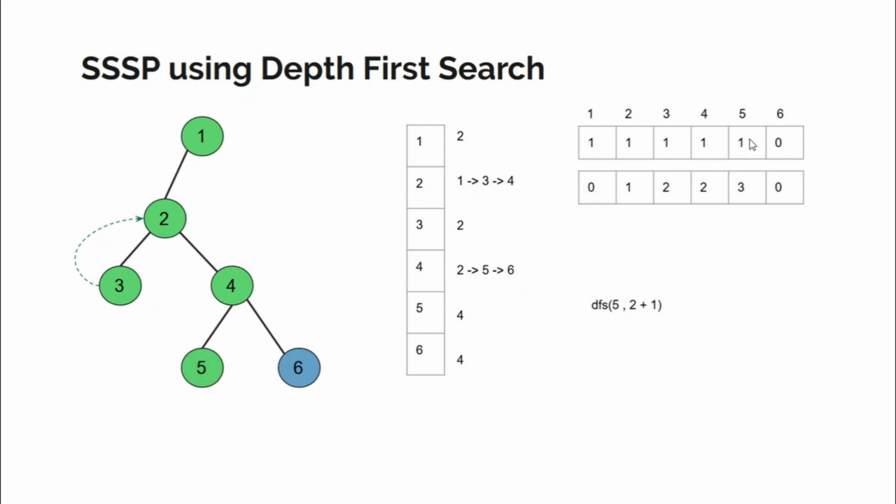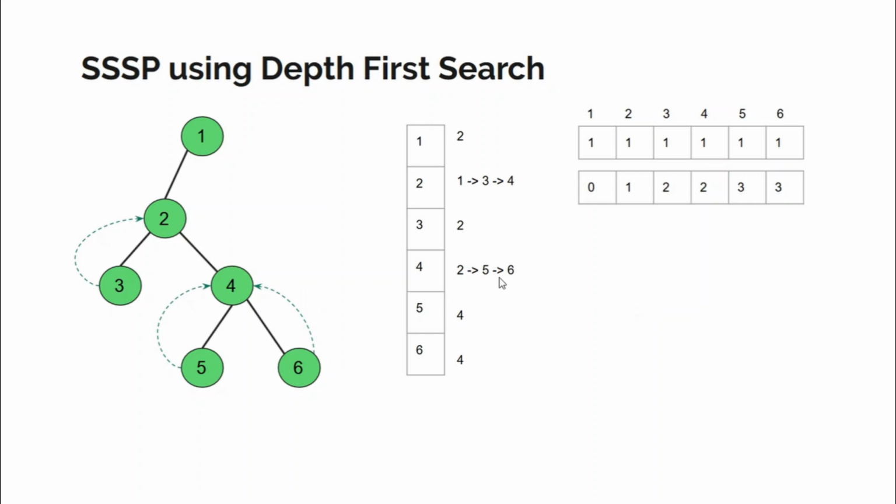As soon as you reach 5, you would make it visited and then update its distance. In the adjacency list of 5 there is 4, but 4 is already visited, so we would track back to 4, and now 4 would continue its execution. We would look at 6, and 6 is not visited, so we would make a DFS call to 6, passing the distance 3, that is distance of 4 plus 1. We would reach 6, make it visited and update its distance, and then since in the adjacency list of 6 there is only 4, which is already visited, we would track back to 4.